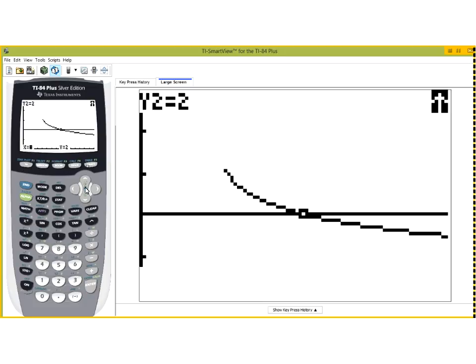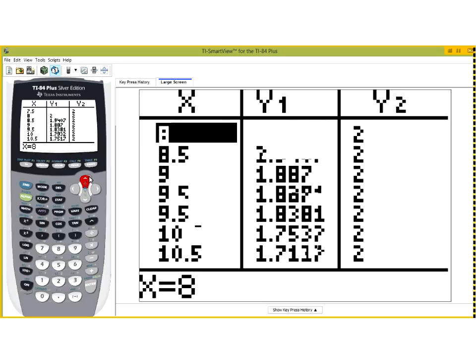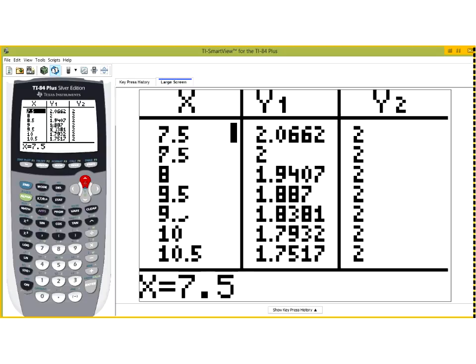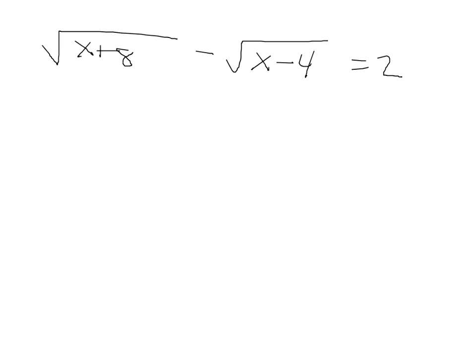So let's go to table and go up to 8. And we see that that is the case. All right, now, what would we do if it's not an integer and we need an exact answer?